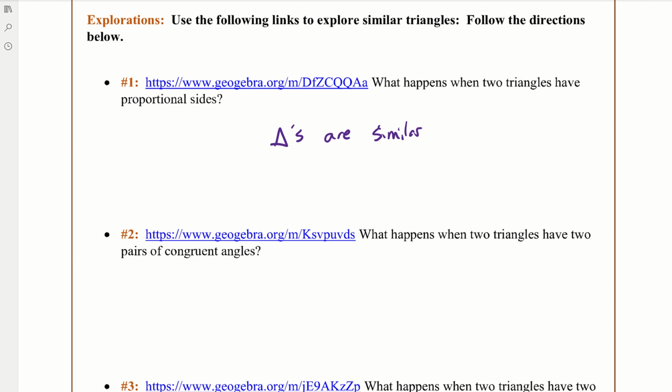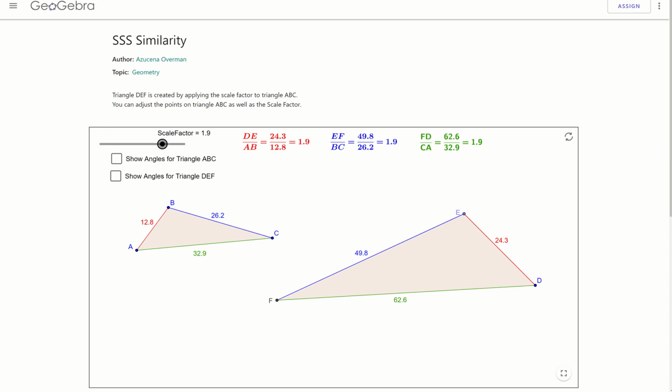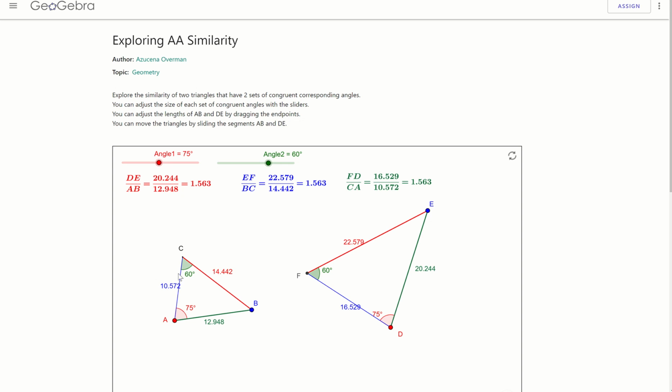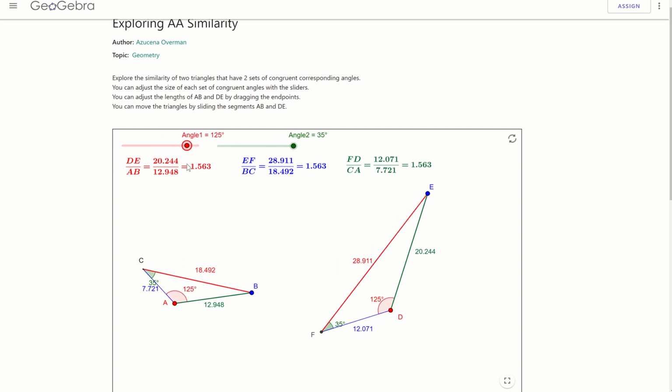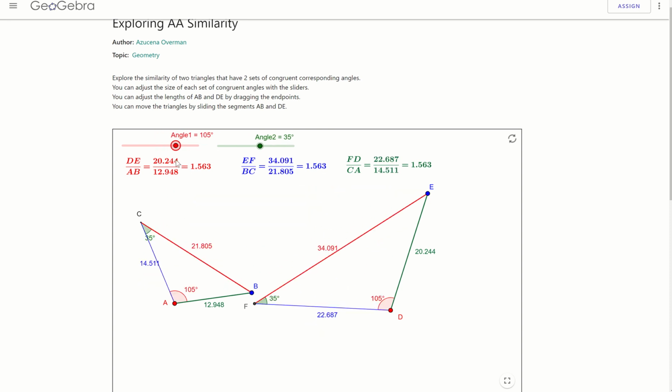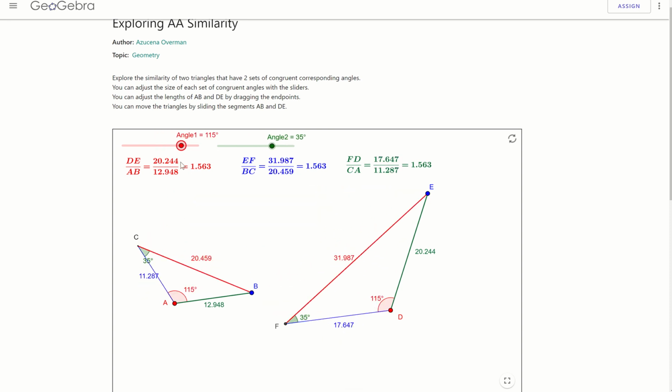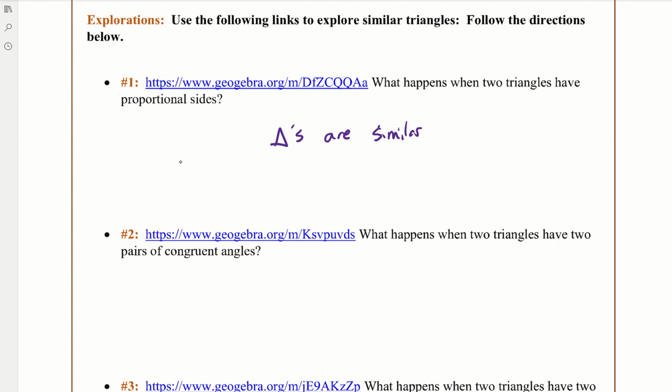What happens if 2 triangles have 2 pairs of congruent angles? It means in 2 different triangles, 2 angles are congruent. Like this one is 60 and this one's 60, this one's 75 and this one's 75. I'm going to watch these ratios here, my scale factor. I'm going to change that 75-degree angle. It looks like the triangles stay similar. So if there are 2 angles, I'm going to say again, the triangles are similar.